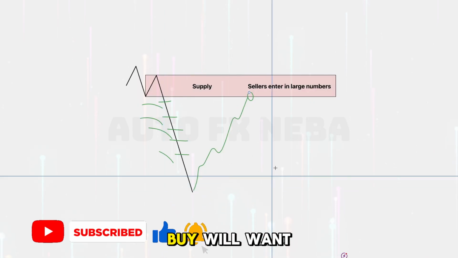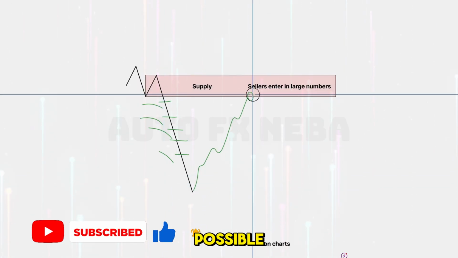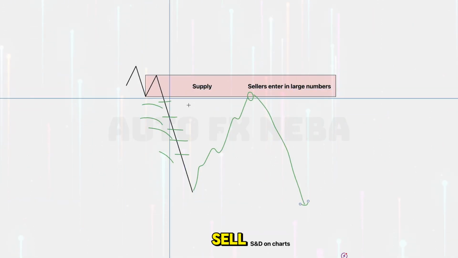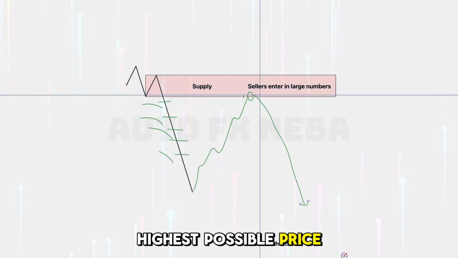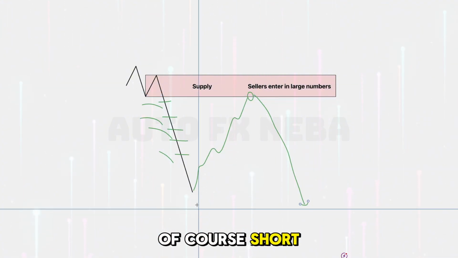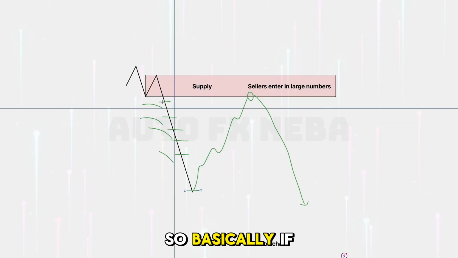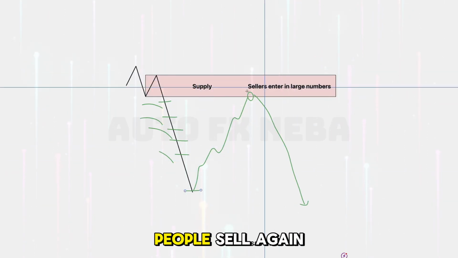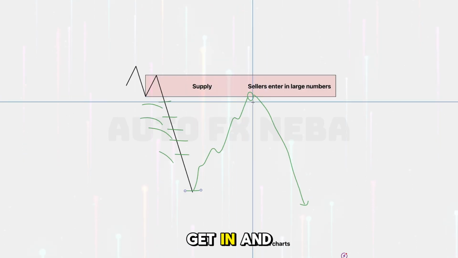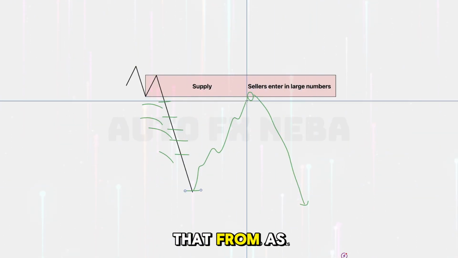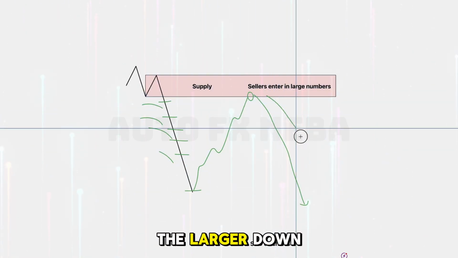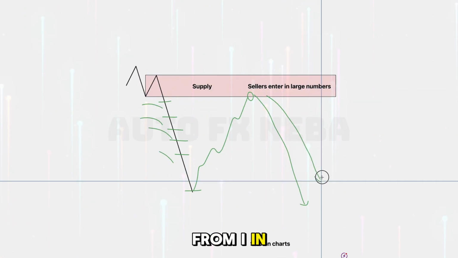So anyone who is in a buy will want to get out as high as possible. So they'll be selling into a supply zone like this. And anyone that is wanting to sell would want to sell for the highest possible price because obviously then they make a good return, providing they're not, of course, short selling the market. So basically, if we see the market return to here, we're going to see people sell again. Same if you want to short sell the market, so you want to get in and profit from a down move, you want to do that from as high as physically possible, right? Because the higher you sell from, the larger down move you profit from in your short sell trade.